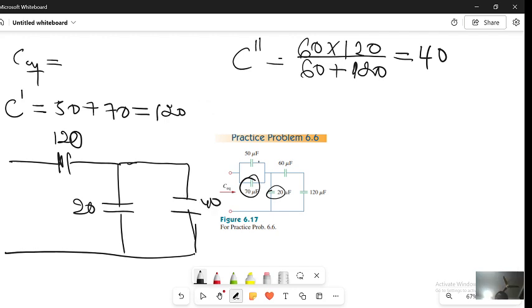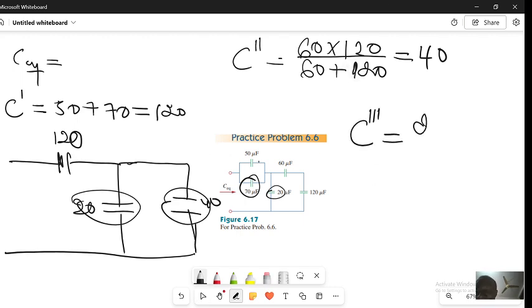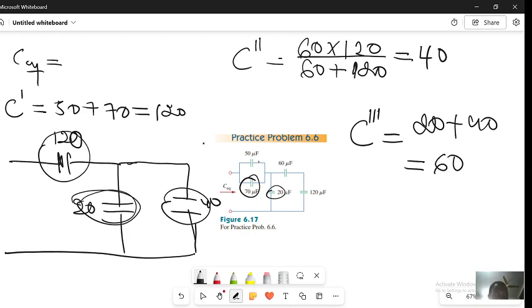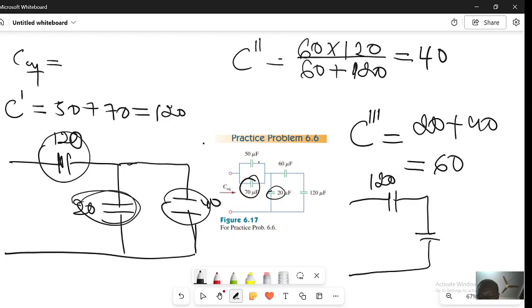Now if we see this 40 and 20, they are in parallel. When they are in parallel, I will have 20 plus 40, which is equal to 60. Now this 60 and this 120, what are they? I will have C equivalent. I will have this one 120 and this 60.